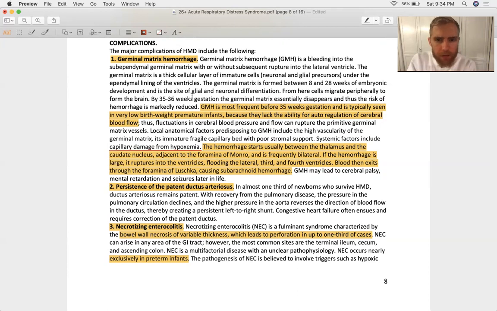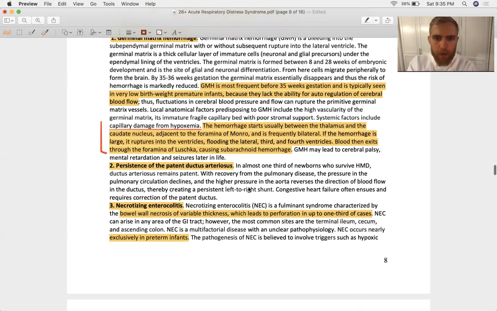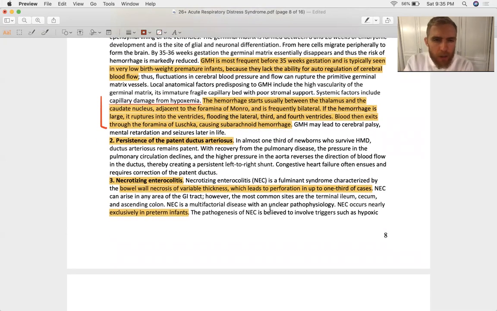So you would get a germinal matrix hemorrhage if your capillaries were damaged. And you would get germinal matrix capillary damage if they weren't getting enough oxygen, because they're very sensitive cells, and even the slightest energy deficiency is going to ruin their day. So please be able to recognize the brain bleed associated with a germinal hemorrhage secondary to respiratory problems in the neonate. It starts between the thalamus and the caudate, adjacent to the foramina of Monro, and we know those are the channels between the lateral ventricles and the third ventricle.